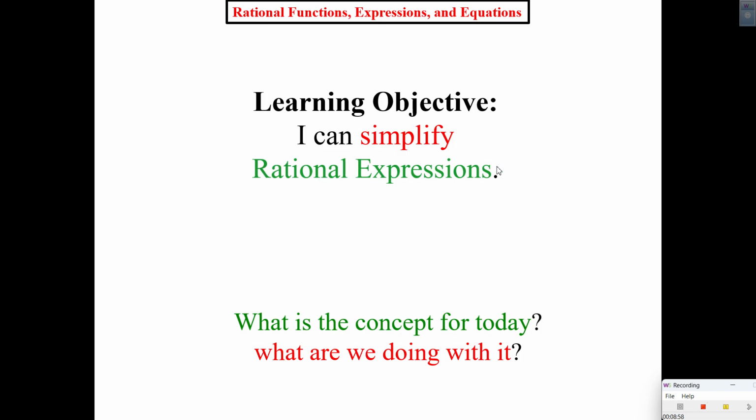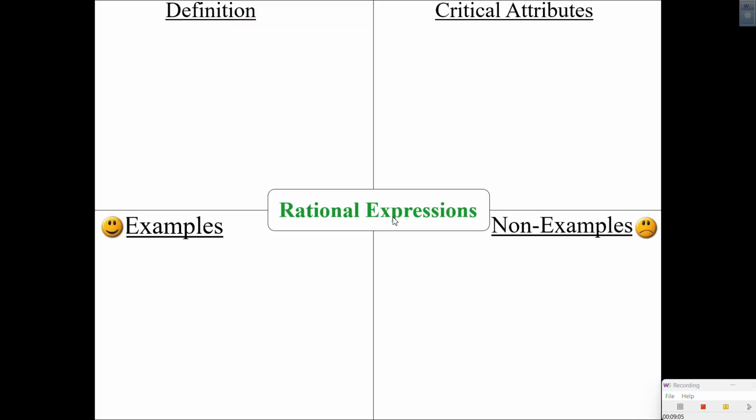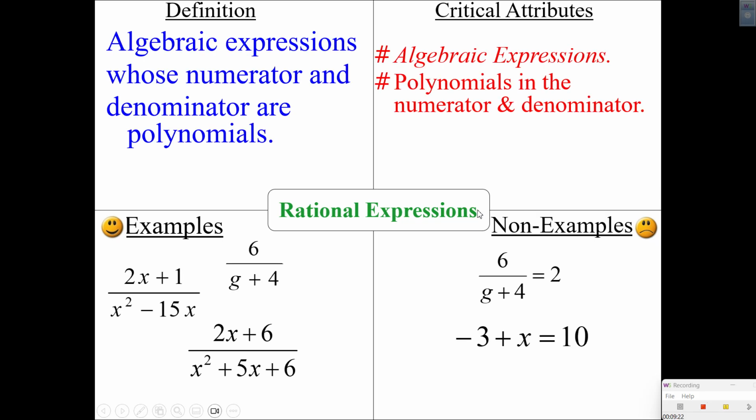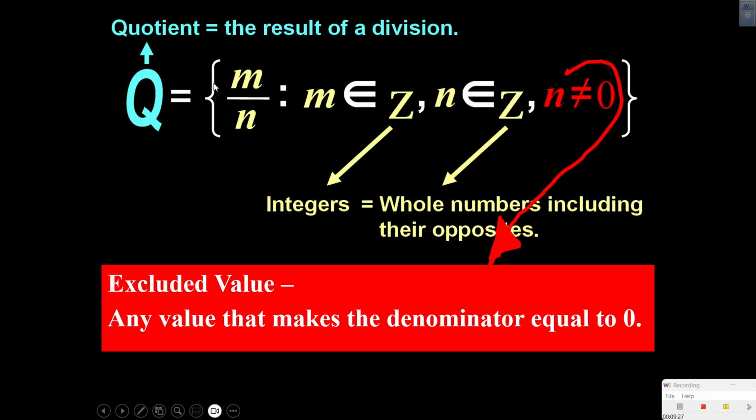So, we're in the middle of rational expressions. Yesterday, we did a formal introduction. We know what rational expressions are. If you were to tell someone in one word what rational expressions are, tell your neighbor one word. Fractions, that is correct. Fractions with polynomials. From there, I gave you a definition, and we concluded that the denominator cannot equal 0. That's how we found the excluded value.